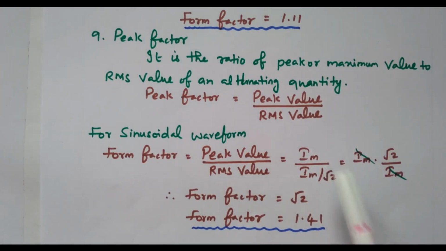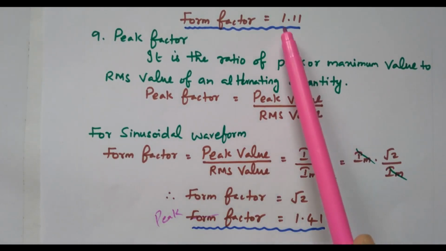So while going to numerator, what will happen? Im into root 2 by Im. This Im by root 2 becomes root 2 by Im while going to numerator. So Im got cancelled. Only we have root 2. So the root 2 value is 1.41. So this is not a form factor, it's the peak factor. The peak factor for a sinusoidal waveform is 1.41.